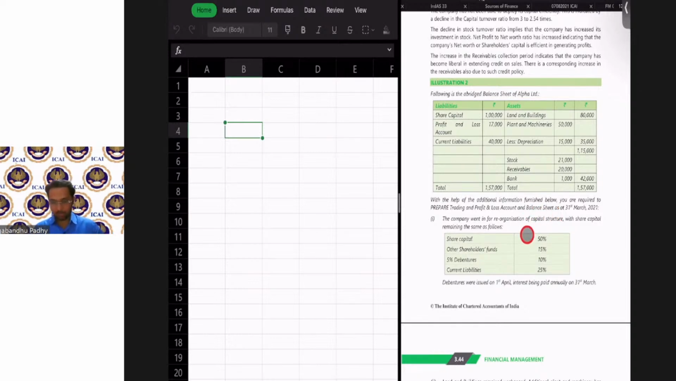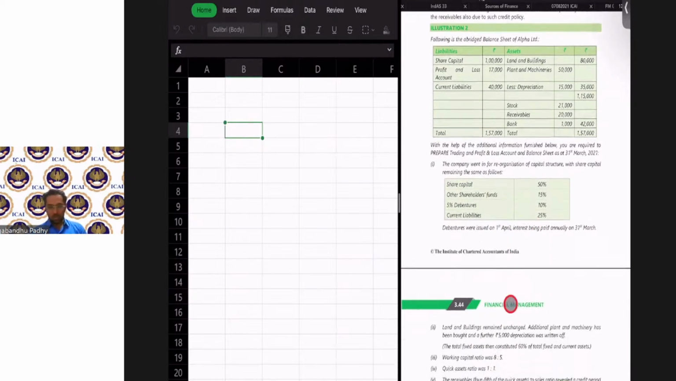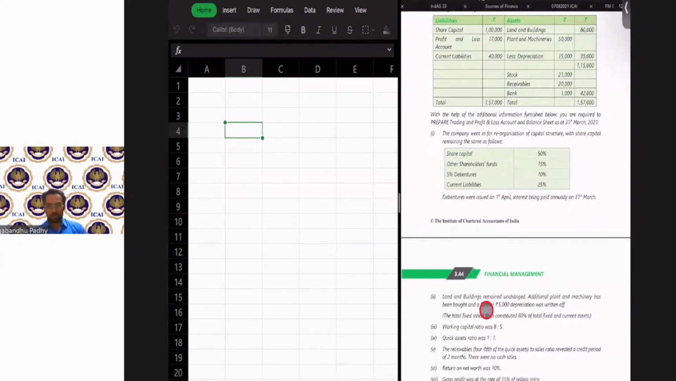Share capital is supposed to be 50%, other shareholders' funds 50%, 5% debentures, and then current liabilities of 25%. So that's the ratio which we have on the liability side. Debentures were issued on 1st April, interest being paid annually on 31st March. Land and building remain unchanged. Additional plant and machinery has been bought, and a further 5,000 depreciation has been written off. Total fixed assets then constituted 60% of total fixed and current assets.